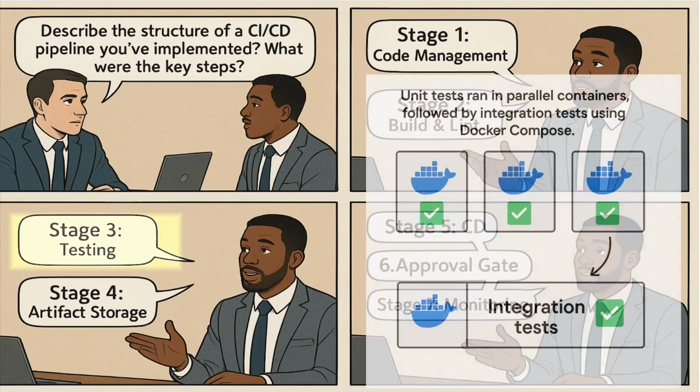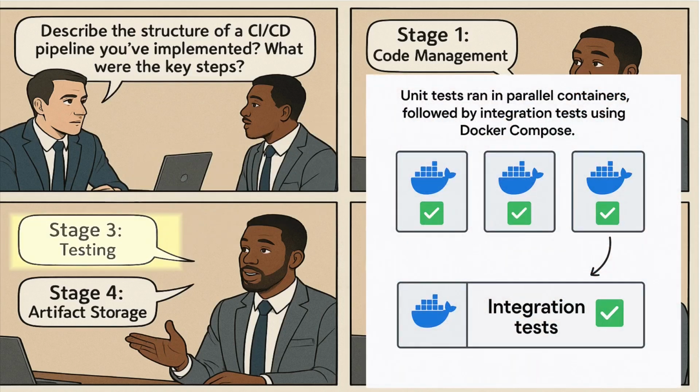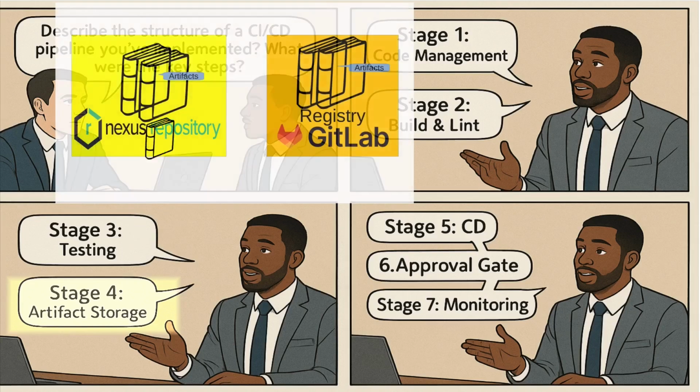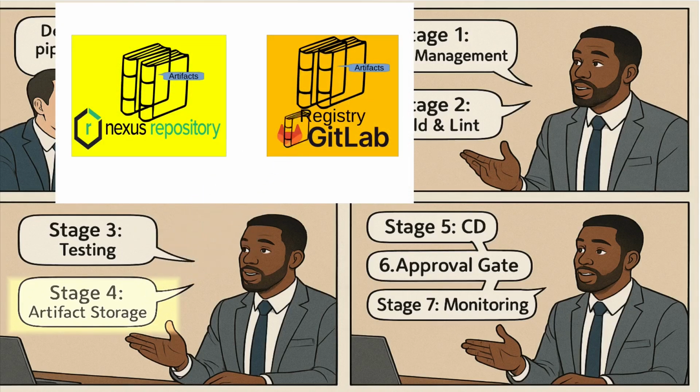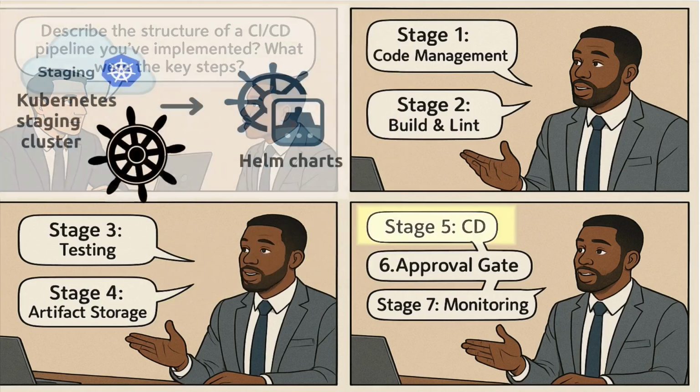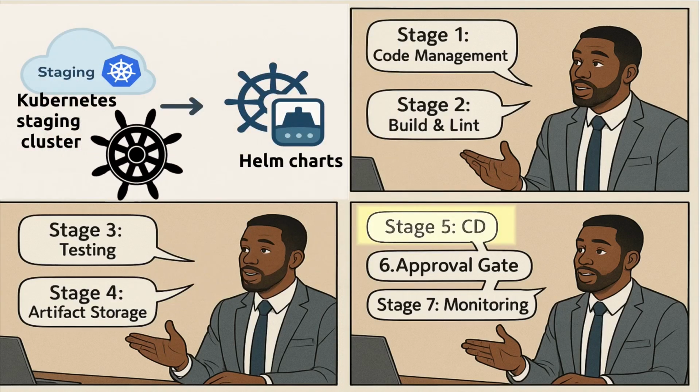Stage 3, Testing. Unit tests ran in parallel containers, followed by integration tests using Docker Compose. Stage 4, Artifact Storage. We pushed Docker images and jar files to GitLab's registry and Nexus. Stage 5, Deployment, CD. The delivery pipeline deployed to a Kubernetes staging cluster using Helm charts.